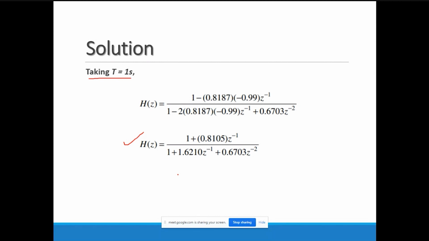In these types of examples, sometimes the value of T will be given, and if the value of T is not given, you have to make an assumption and take the value of T equal to 1 second for simplicity of calculation. Normally it will be given in the examples, but if it is not given, you go for the assumption, take T equal to 1 second, and derive the answer up to this. So this is the second method for IIR filter design, that is the impulse invariance method. The first one was the approximate derivative.